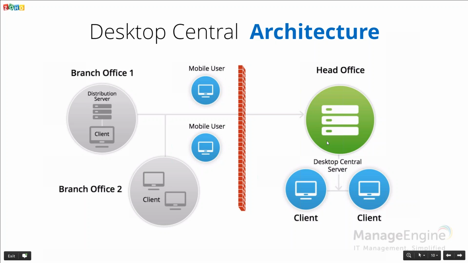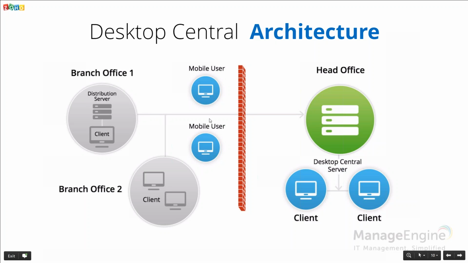on client machines. If you have any branch offices, then we recommend installing distribution servers in those branch offices, which will help you with bandwidth control as well as remote WAN agent deployment. Once you have a distribution server, it will replicate to the main central server, download the patches and software to the local DS machine, and distribute them to the remote office clients out there.